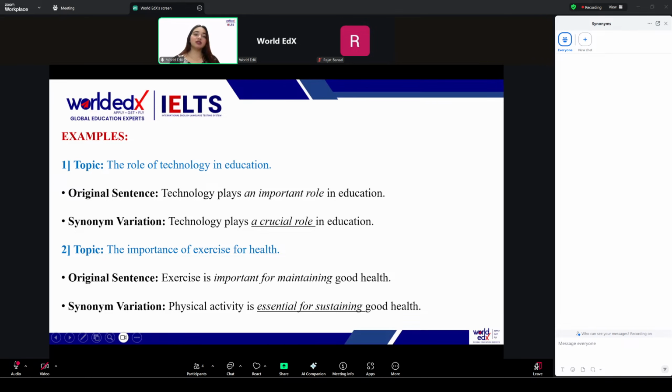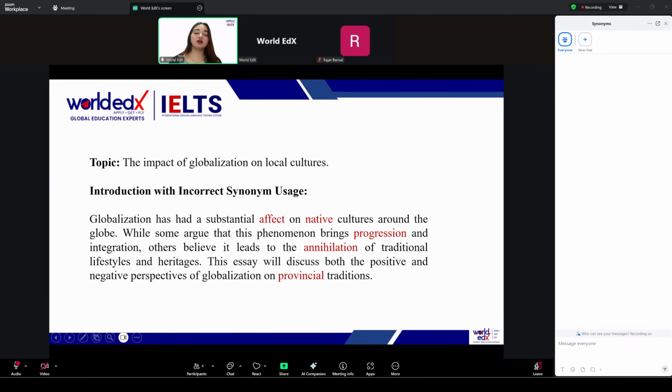Okay. Now coming to the next one, the topic, the impact of globalization on local cultures. These are certain questions that are definitely asked very frequently. If the question is, can you tell me the impact of globalization on local cultures? Look at the words that have been used here. Globalization has had a substantial effect on native cultures around the globe. While some argue that the phenomenon brings progression, progression meaning it brings increased development and integration, others believe it leads to annihilation of traditional lifestyles. Annihilation here means it completely destroys, it brings a lot of jeopardy to the traditional lifestyles and heritage.